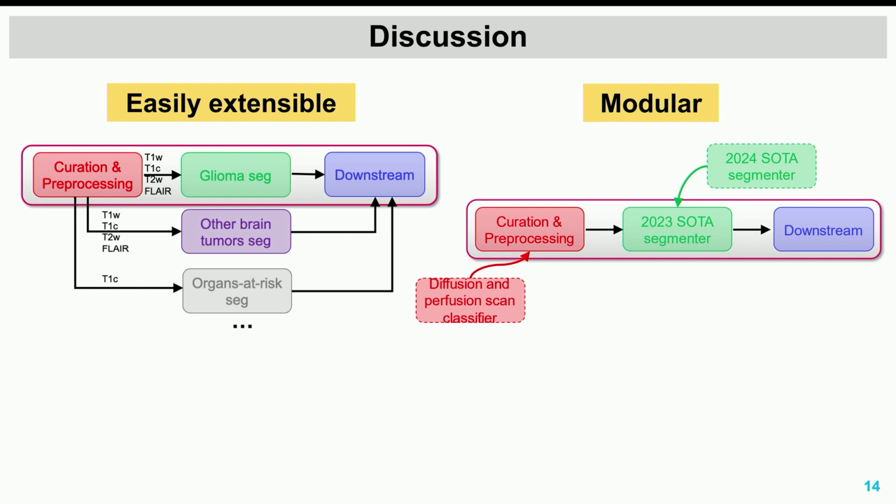For the segmentation model, as you know, AI is evolving so quickly. So what is the state of the art in 2023 for glioma segmentation will probably not be the state of the art in 2024. So in 2024, when someone wants to use this, they can train the latest model for segmentation and replace the current model with their model.